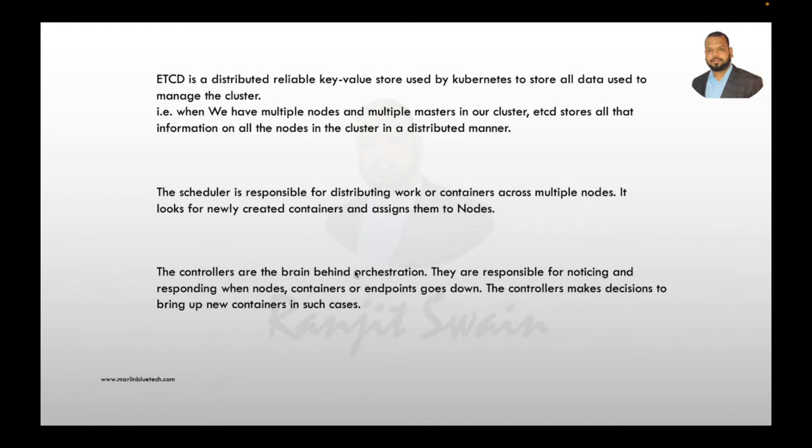How does the self-healing work? Somebody is there to monitor the health of the system. If the system goes down or something happens, it automatically heals itself, because someone is there to notice and take action. That is done by the controller. The controller makes decisions to bring up new containers in such cases. If the controller sees that something happened to a container, it immediately takes action and sends a request to the scheduler to bring that container up. Then immediately the scheduler takes action.